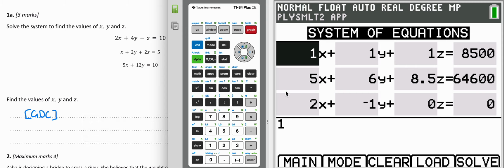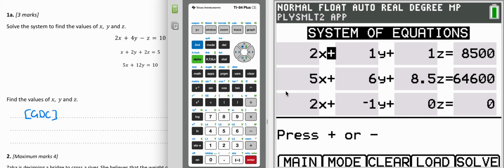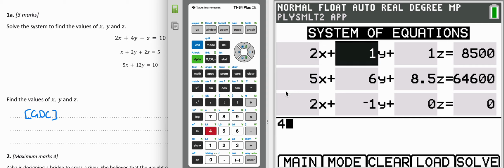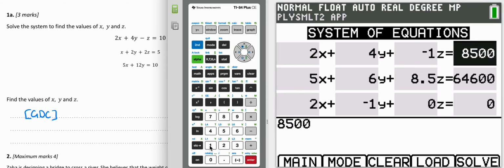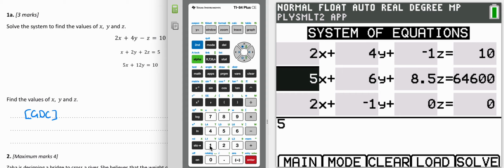So we can see here that the first one is 2x + 4y - 1z. So we're just going to type that in. So 2x, 4y and negative 1. Now you can either write that as negative 1 or you can write it as minus 1. It's up to you. And that equals 10.